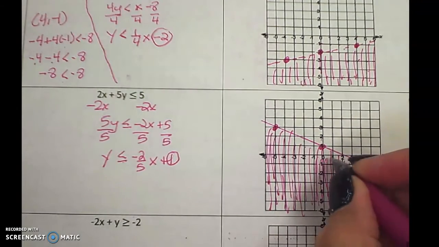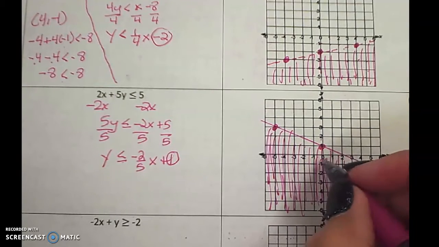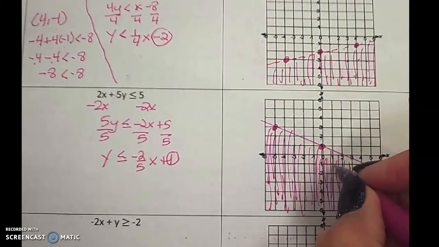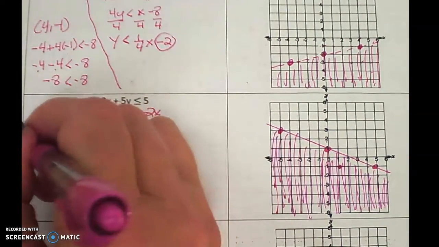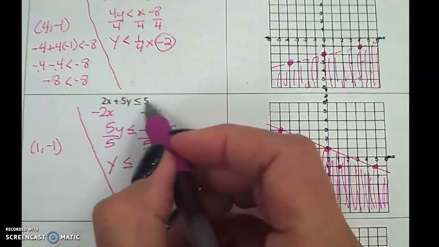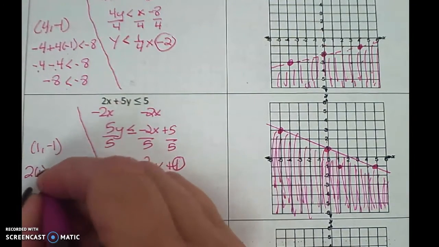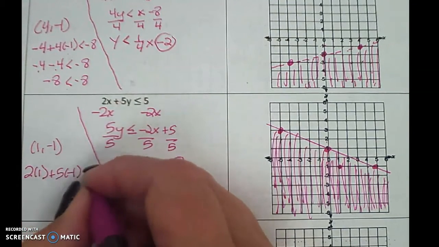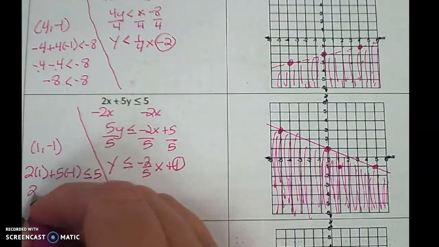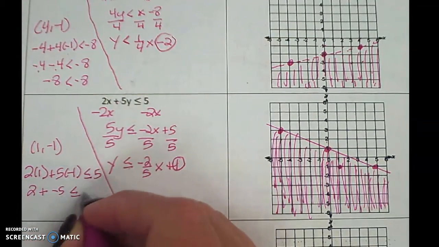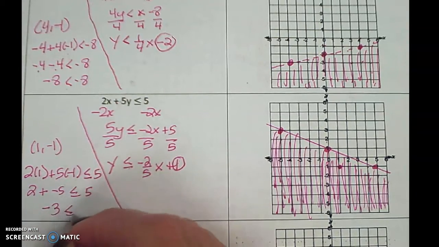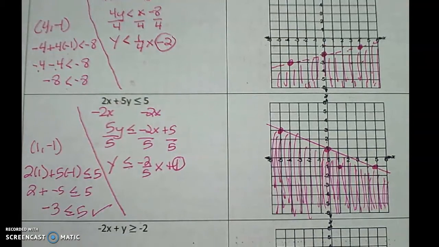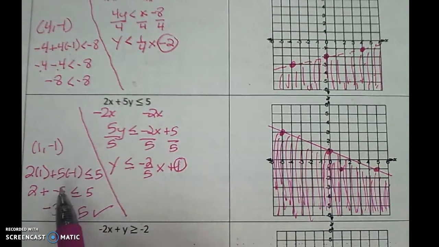Let's pick a point. Let's pick 1, negative 1. I like to pick easy numbers. 1, negative 1. I'm going to check this solution. I'm plugging it into the original equation. So 2 times 1 plus 5 times negative 1 is less than or equal to 5. 2 plus negative 5 is negative 3, and that is less than or equal to 5. It checks. That's how I can check my solution. Do you always have to check it? No. But it's good to know how to check it.